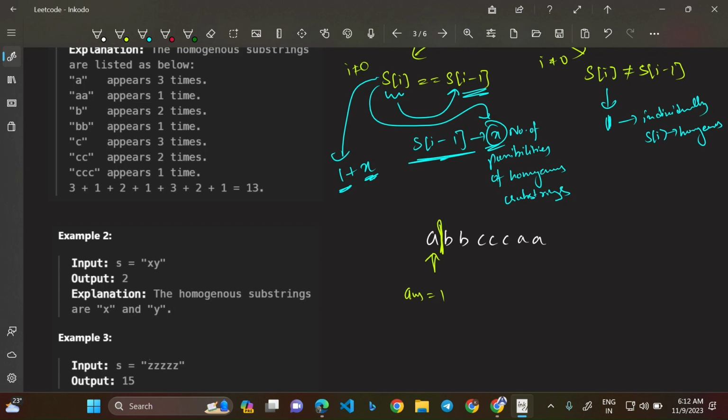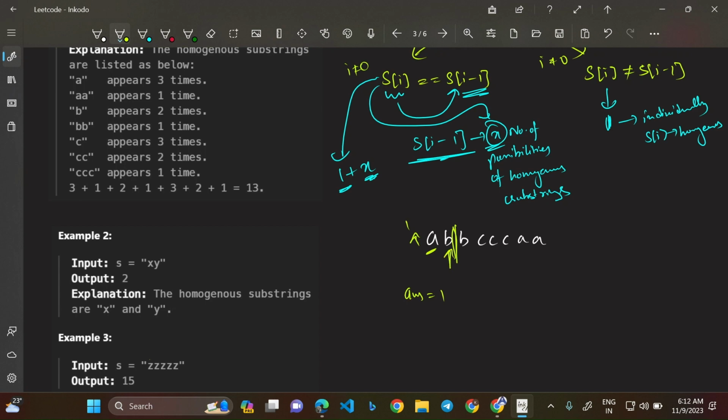Coming to this next character, B is not equal to A. So the number of homogeneous substrings possible for B is 1. We cannot include B with that one character of A, because B is not equal to A.